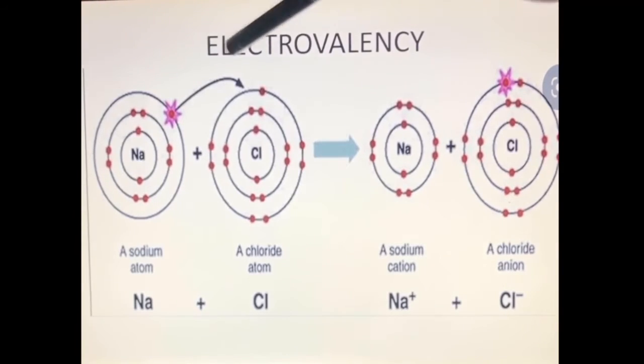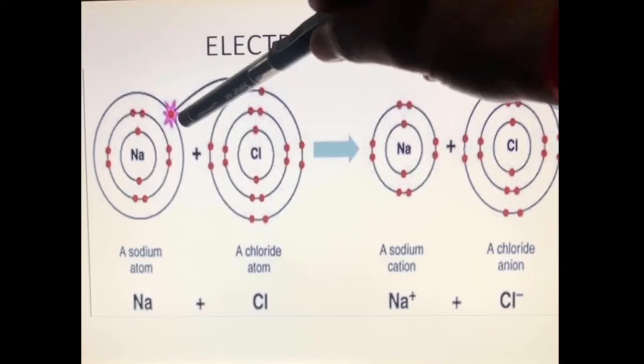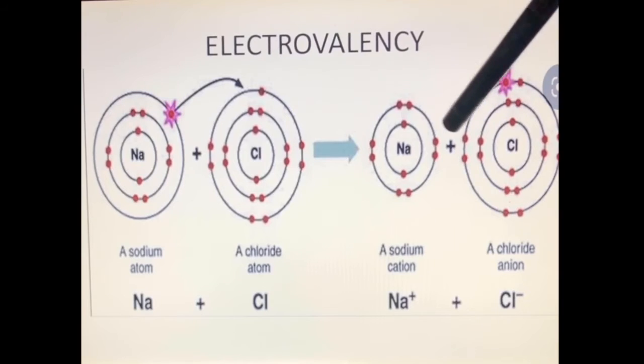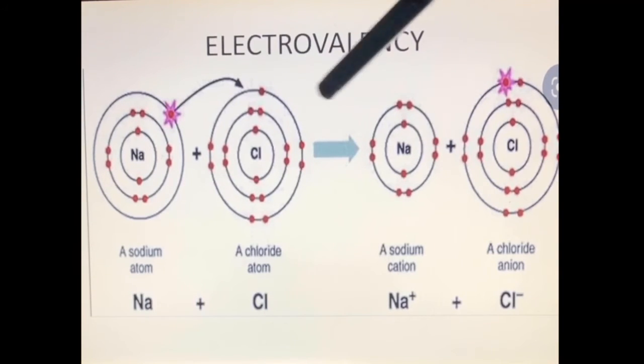The number of electrons donated or accepted by the valence shell of an atom of an element to achieve stable configuration is known as electrovalency. Listen once again. The number of electrons donated or accepted by the valence shell of an atom of an element to achieve stable configuration is called electrovalency.